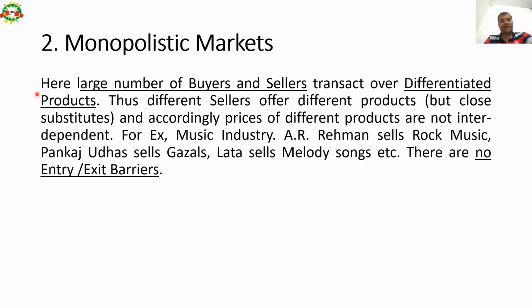Monopolistic markets, here large number of buyers and sellers transact over differentiated products. Thus different sellers offer different products but close substitutes, and accordingly prices of different products are not interdependent. For example, music industry. A.R. Rahman sells rock music, Pankaj Das sells ghazals, Lata used to sell melody songs. So there are no entry and exit barriers.